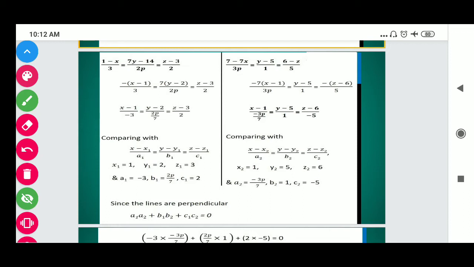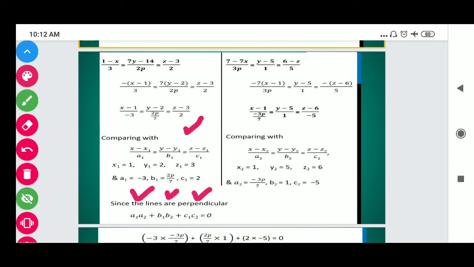First take out common minus 1 from here, we get (x minus 1) over minus 3. Here the coefficient of y is 7, but the coefficient of y must be 1. So by taking out 7 common from the numerator, we get y minus 2, and in the denominator we can write 2p over 7. And (z minus 3) over 2 is in proper Cartesian form. By comparing, we get x1 y1 z1 as 1, 2, 3, and a1 b1 c1 are minus 3, 2p over 7, and c1 is 2.